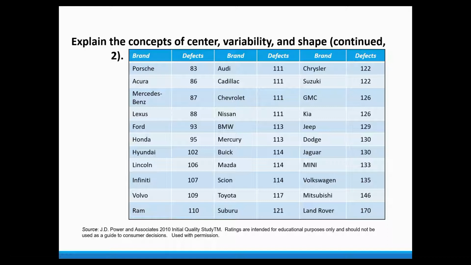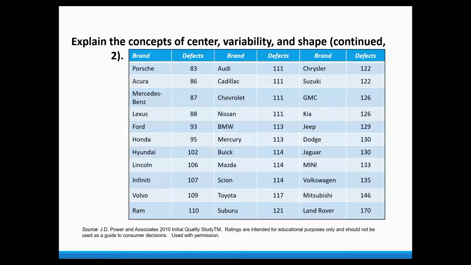For example, say we have this data set inserted inside the table, which measures the number of defects for each brand. If we sort the number of defects from the smallest to the largest, we realize that the smallest number is 83 for Porsche, and the largest number of defects is 170 for Land Rover.